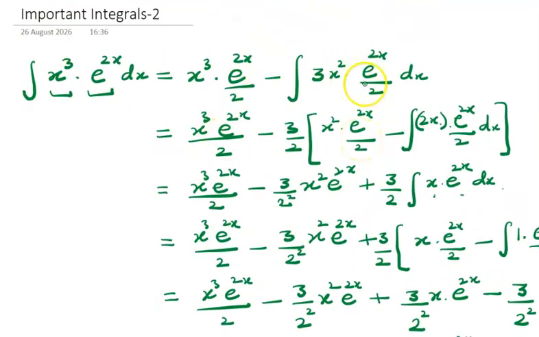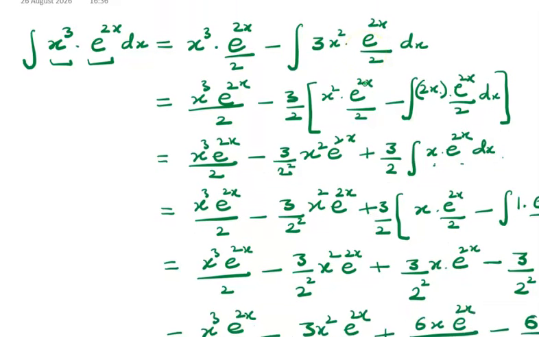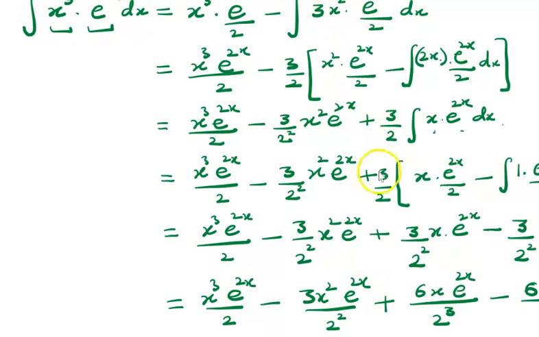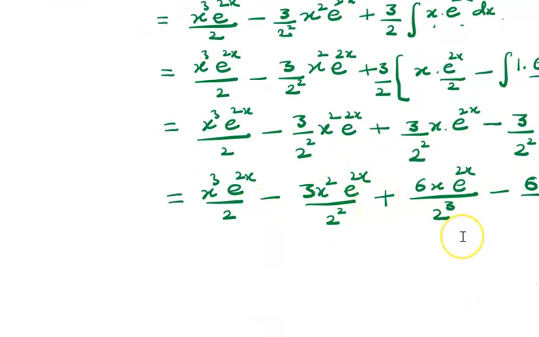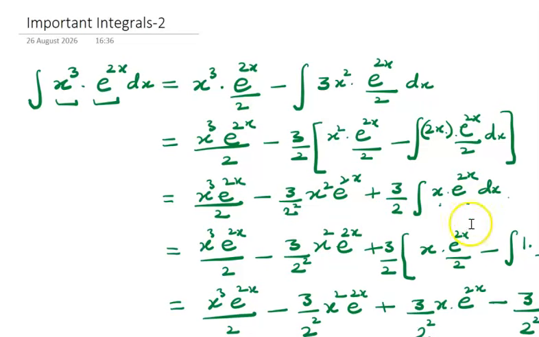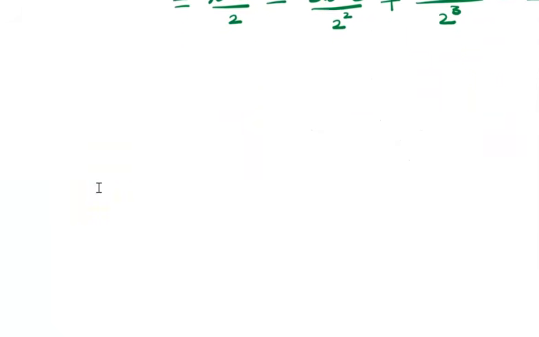So how many steps have you done? There is first, second, third, fourth, fifth and sixth. There are 6 steps to reach this answer. Now let us see a shortcut. That shortcut is valid only if one of the functions is an algebraic function. Let us see what it is.